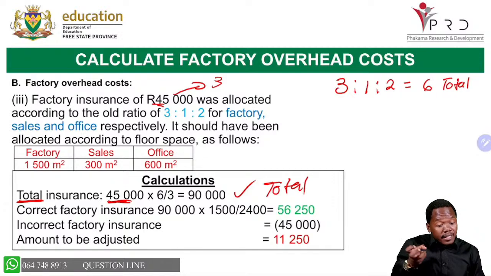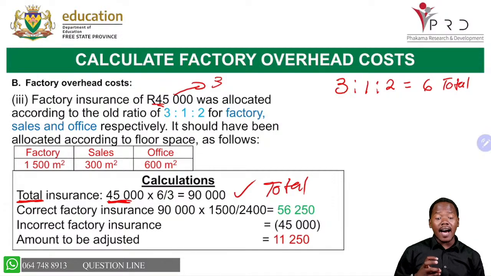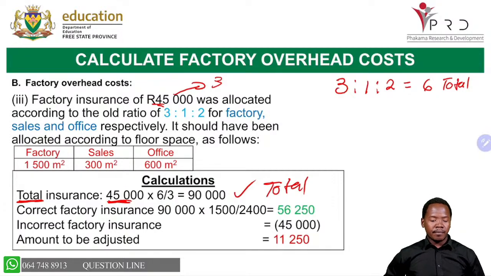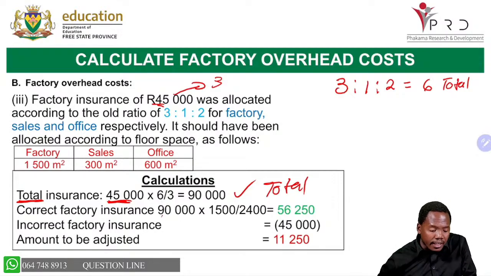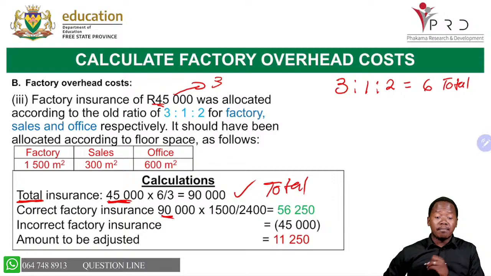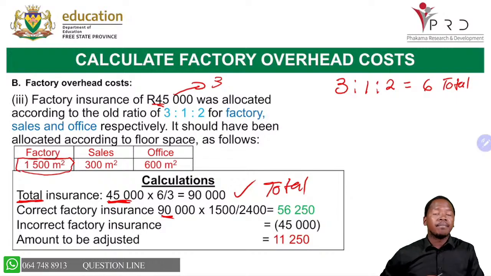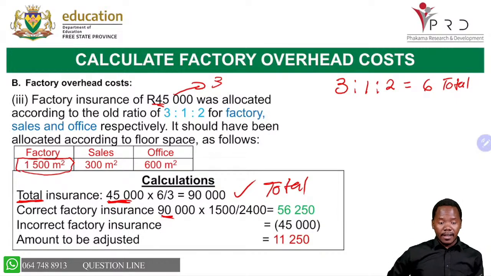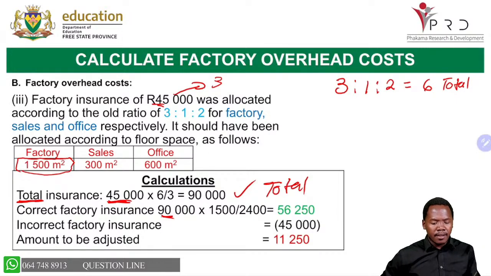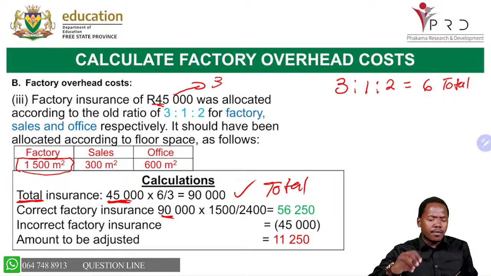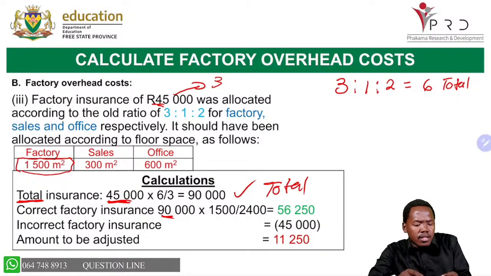Now, after having the total insurance, we can now work it out. We can now reallocate. Okay. Now, how do we reallocate this? We are now going to take the 90,000 multiplied by 1,500. Now, 1,500 is our factory allocation, the correct allocation. Divide by 2,400. How did we get the 2,400?